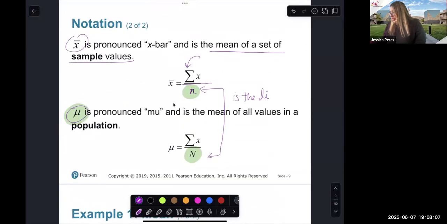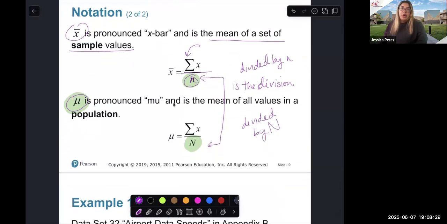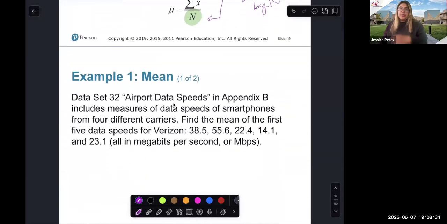It's the division between the sum of your data values. One is divided by little n. The other one is divided by big N, right? That's the difference between the two formulas, X bar or mu. So what we're going to do is an actual example of finding the mean.